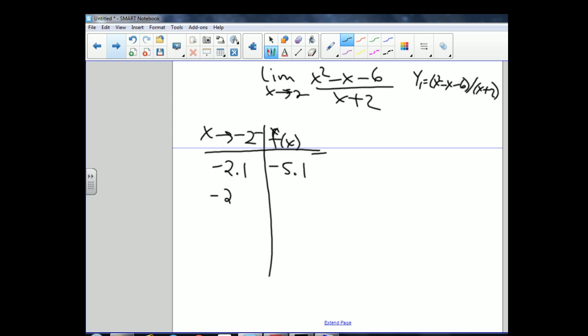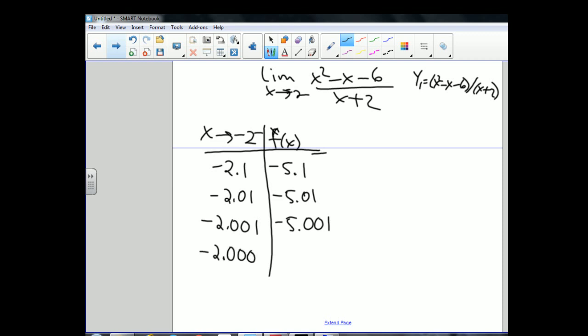Then -2.01 is even closer to -2, and our output value is -5.01. Then -2.001, and our y value is -5.001. And then -2.0001, and our output value is -5.0001.